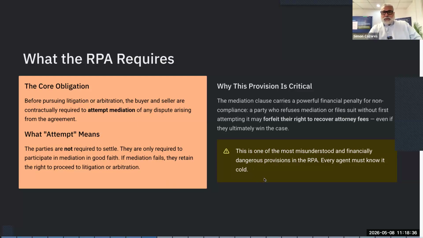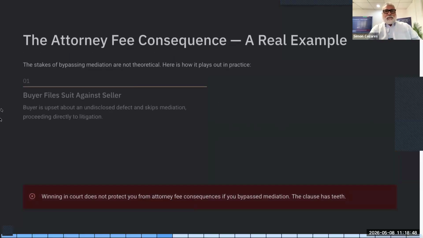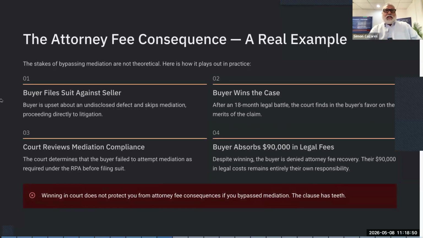So this is one of the most misunderstood and financially dangerous provisions in the RPA. Every agent must know it cold. So basically, know the documentation and the verbiage, right? All right, so attorney fee consequences in a real example. The stakes of bypassing mediation are not a good thing. Here's how it plays out in practical terms.